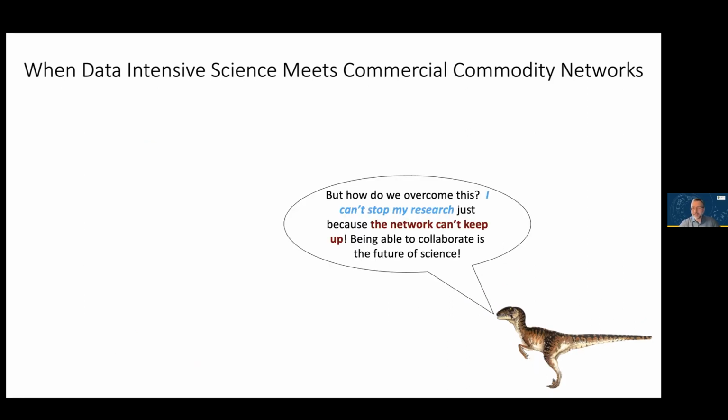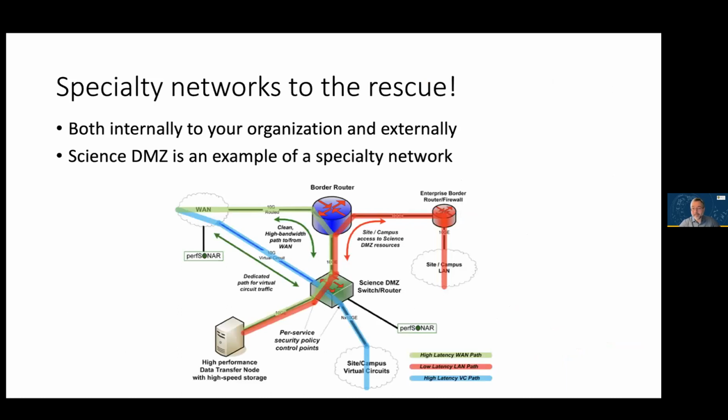Okay, but being able to collaborate is obviously, I wouldn't even say it's the future of science, I would say it is science today, and you need to be able to move around and share information and those sorts of things. So there are specialty networks and specialty designs that have come out over the years to support exactly this. And one is the Science DMZ.